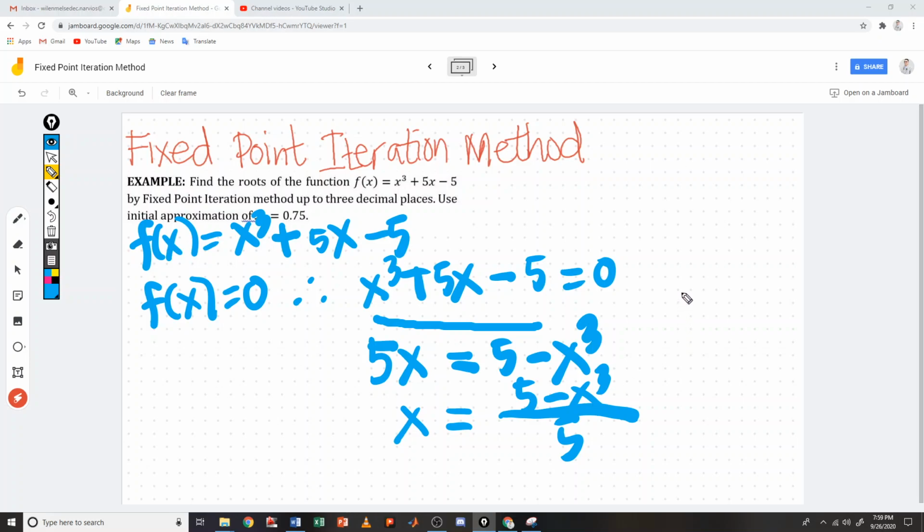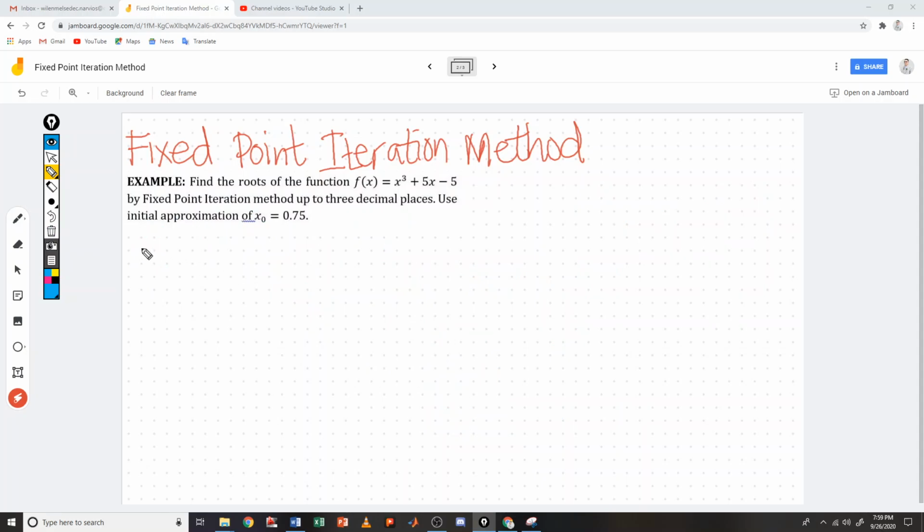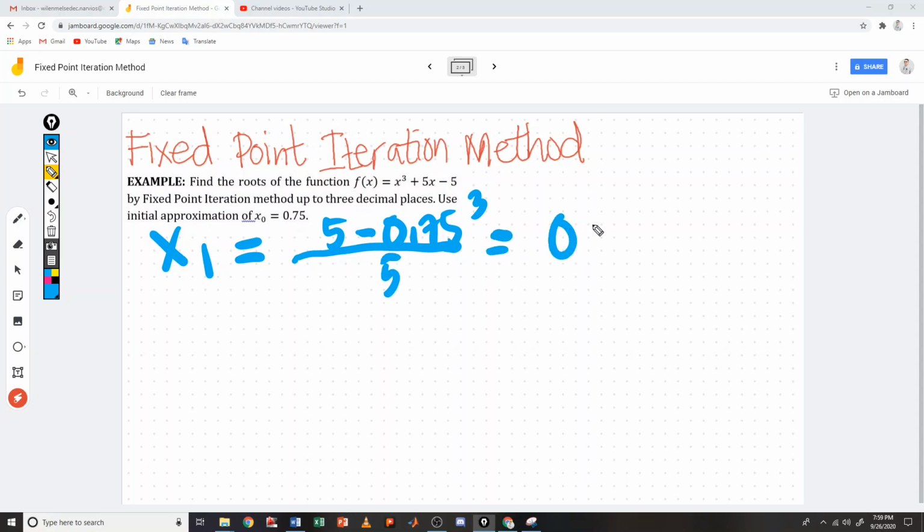Since we are given x sub 0, x sub 0 is 0.75. Okay, so we'll substitute that into the equation. So we have x1 equal to (5 minus 0.75 cubed) over 5. So we have a value of 0.915625.